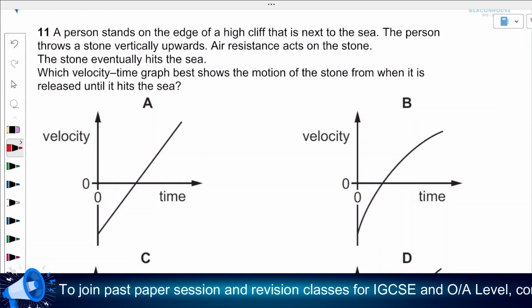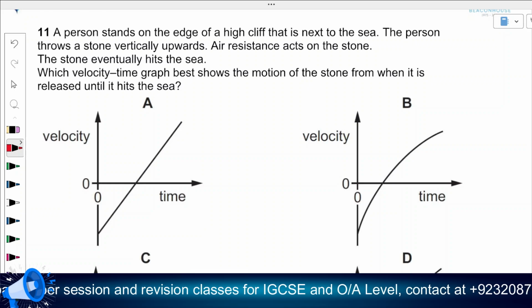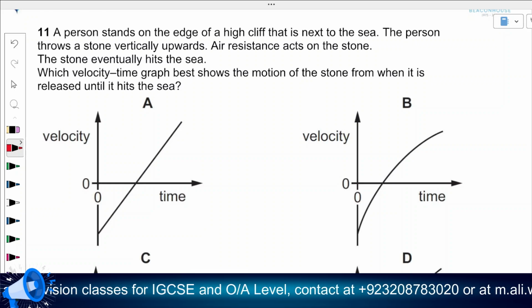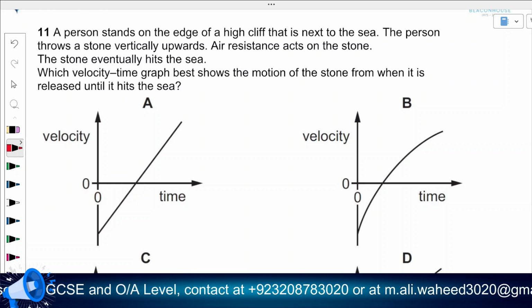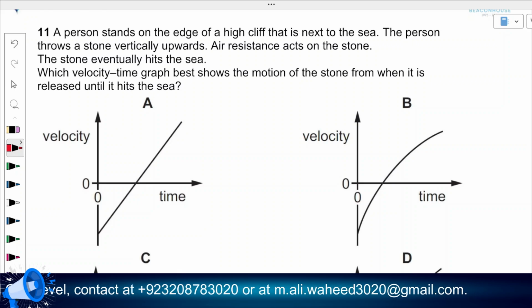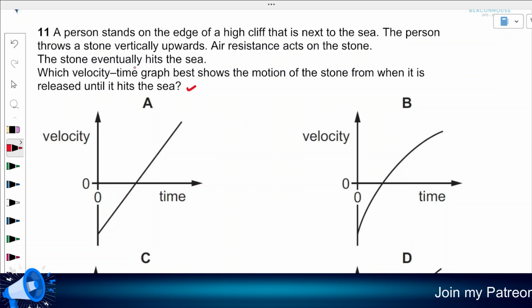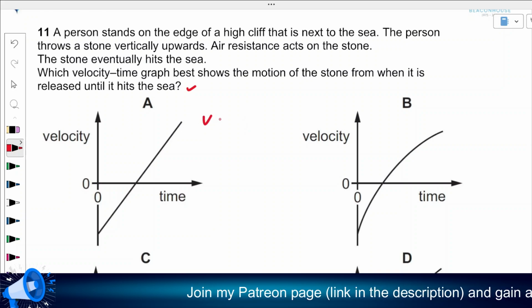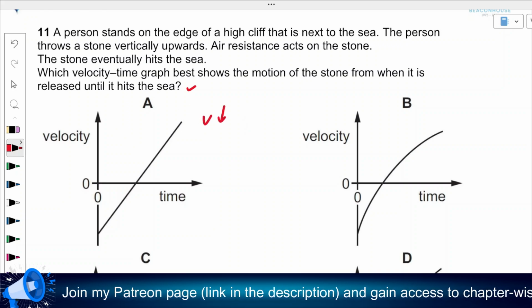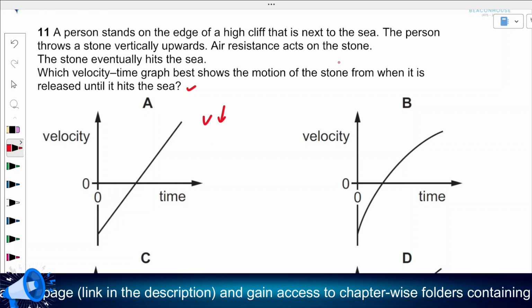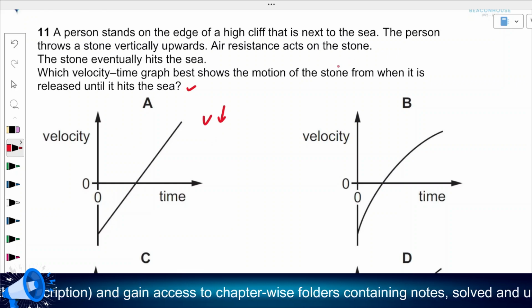Alright, then we have question number 11. Which velocity time graph shows the best motion of the stone when it is released until it hits the sea? We'll need to read the first thing also. A person stands on the edge of a high cliff and throws the stone vertically upward, so this velocity should decrease. Velocity should decrease.